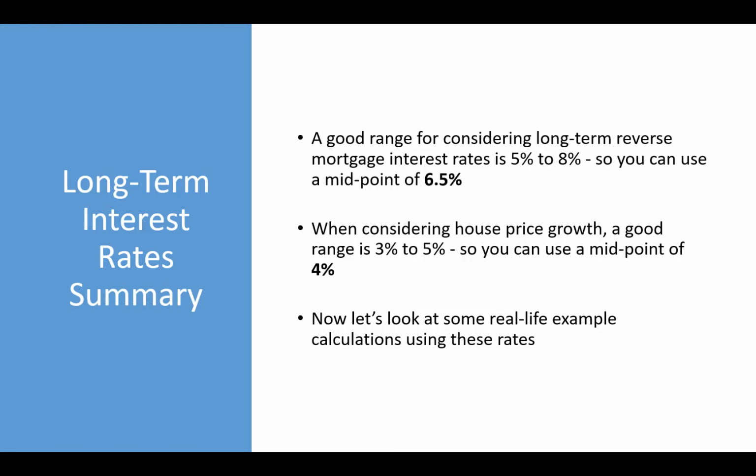So when you're considering house price growth, same idea. Don't factor in that your house is going to grow at 10% if it has in the last few years. It's just not going to sustain that level of growth. So you should use something in the 3 to 5% range, and a good midpoint is 4%.